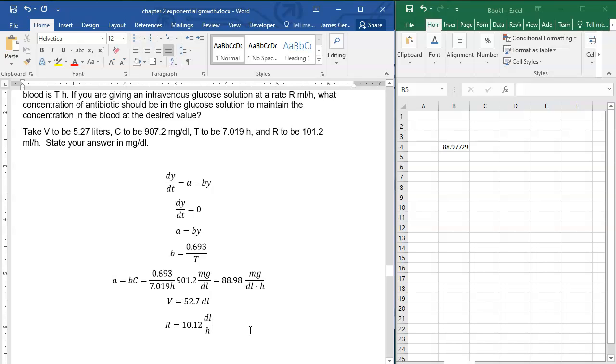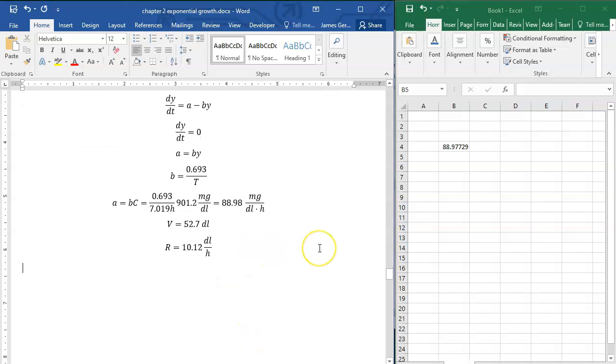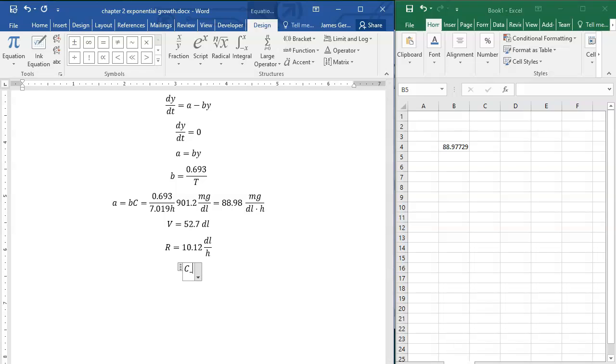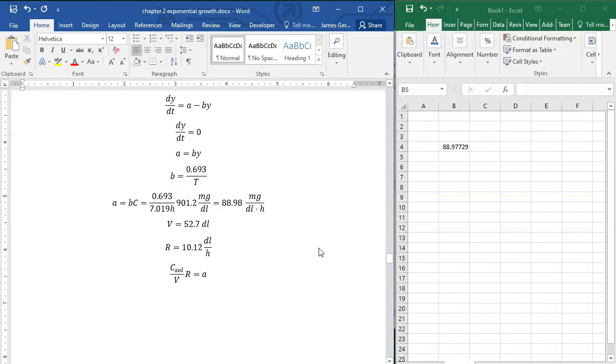So we've got to get some relationship between A and V and R, right? A is the rate at which we're adding stuff in milligrams per deciliter per hour. And we've got to work back from that to the concentration. Well, let's start the other way. Whatever the concentration of the solution is, we need that over the volume times R to get us to A, right?